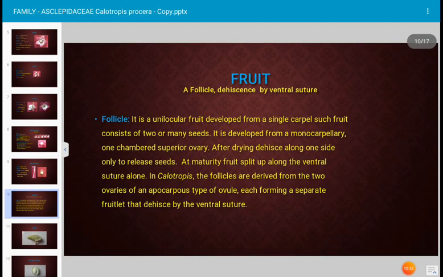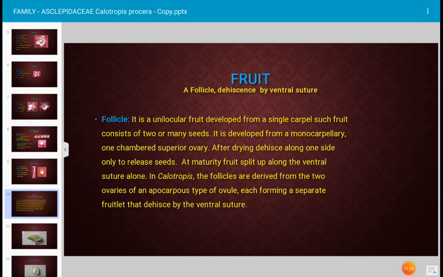Next. How is the fruit of Calotropis procera, Family Asclepiadaceae? Fruit is a follicle, and dehiscence of the fruit takes place by the ventral suture. What is a follicle? It is a unilocular fruit developed from a single carpel. Such fruit consists of two or many seeds. It is developed from a monocarpellary, one-chambered superior ovary. After drying, it dehisces along one side only to release seeds. At maturity, the fruit splits along the ventral suture alone.